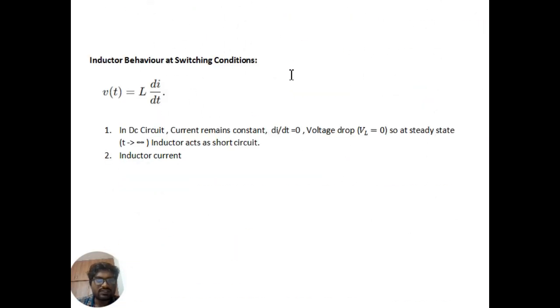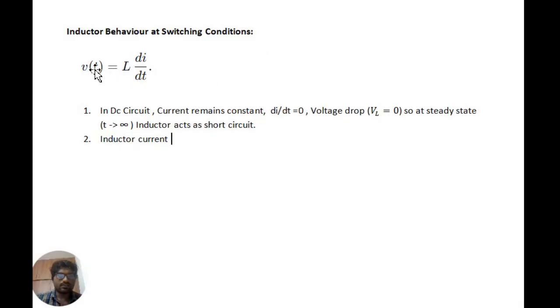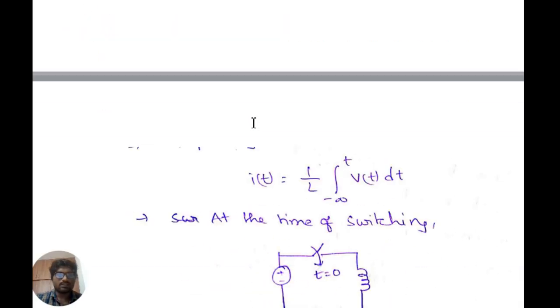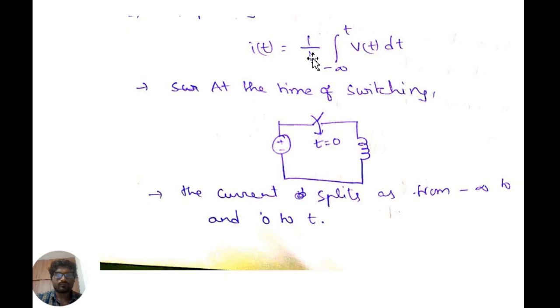Inductor behavior at switching conditions. Let's take the inductor standard equation V is equal to L di by dt. Consider switching in a DC circuit. In DC, the change of current is 0, so the voltage drop across that inductor will also be 0. So at steady state, the inductor acts as a short circuit. If we consider the inductor current, 1 by L integral from minus infinity to t of V of t dt.